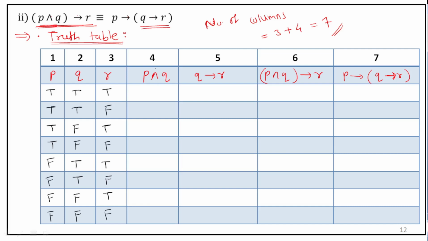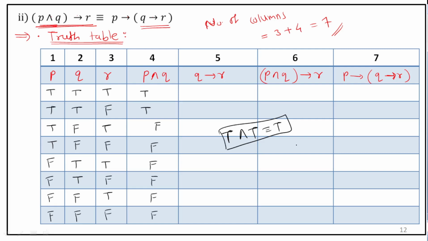Then find P and Q. In P and Q, true and true is true, otherwise false. Here for P and Q we use column number 1 and column number 2. T and T is T. T and T is T. T and F is false. T and F is false. False and T is false. Here also false, and all the remaining are false. Only T and T is true.